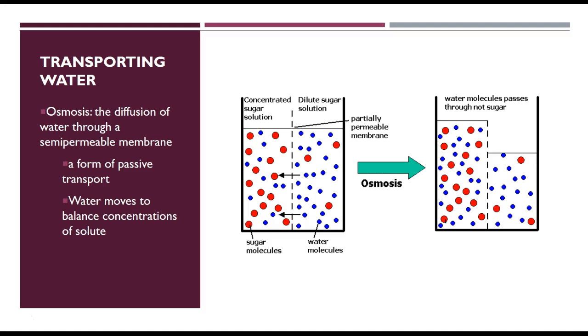So the water is going to want to move from where it has a higher concentration to the area where there's a low concentration of water, but a high concentration of solute. Solute is dissolved particles. And you can see, as we follow the arrow to the far right, the water molecules are able to pass through the membrane, but not the sugar molecules. Since the water can move, it can help to balance and even out the concentration of the sugar solution.